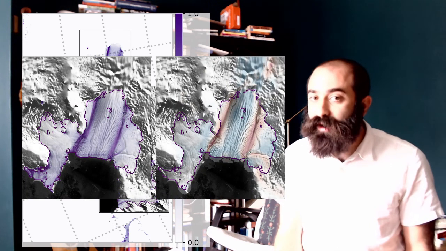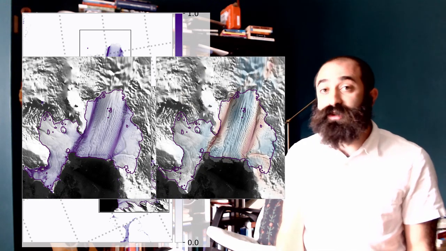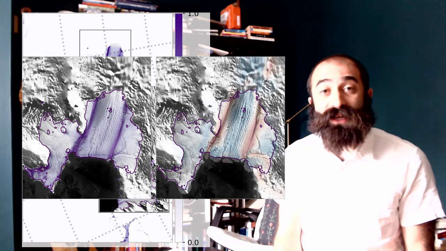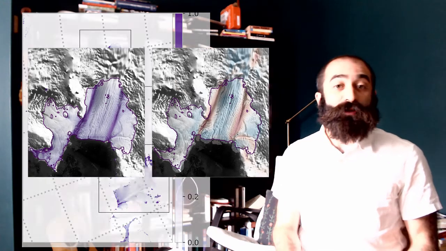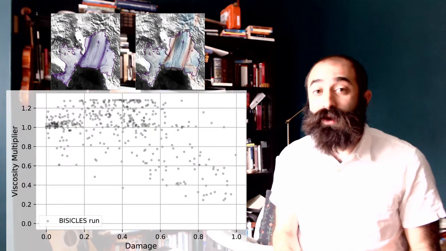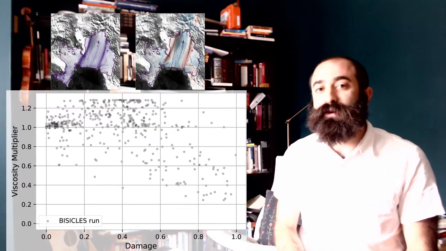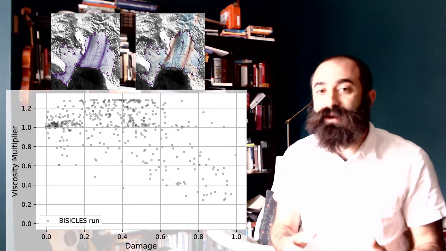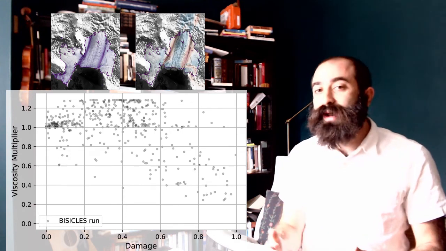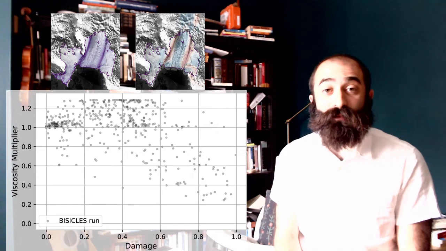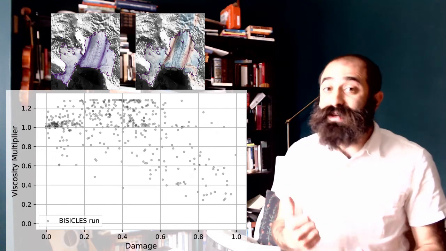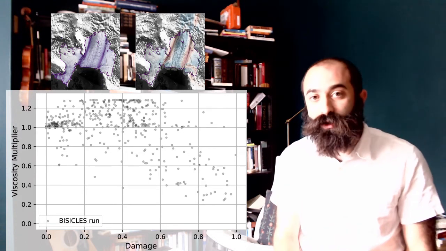So let's compare the steady state damage we compute to the inverted viscosity multiplier at each grid point. We're going to focus on Pine Island for now, as this area has the most features that we can compare. There's quite a bit of scatter, but generally there appears to be a negative correlation, where higher damage is associated with lower viscosity. And remember, this steady state damage has so far not used any fitting or training.